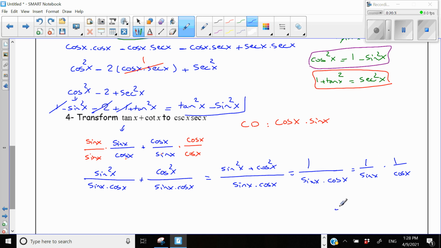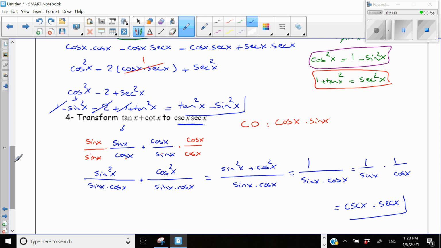Now, what is 1 over sine? It's cosecant of x. It's the reciprocal of sine. 1 over cosine is the reciprocal of cosine, which is secant. And that's exactly what we were looking for. The second part was cosecant of x times secant, and we proved that.